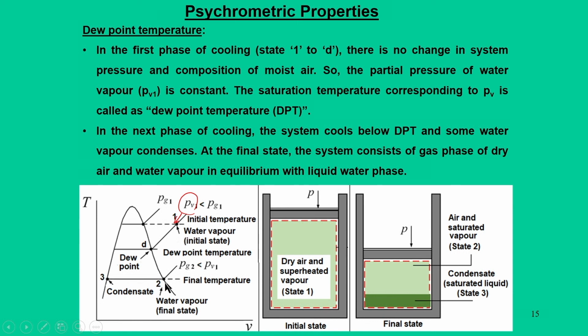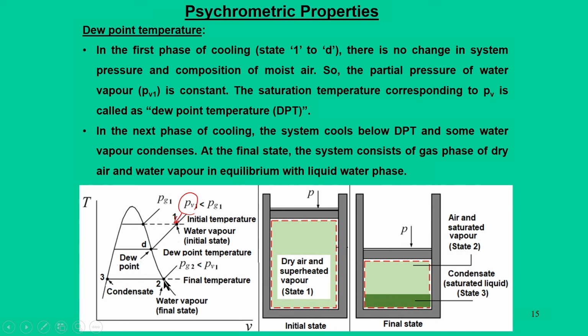Subsequently, when you reach point 2, it will have another pressure, and that is this Pg2, and this Pg2 is also less than Pv1. So, in this process we are landed with 3 pressures. One is the actual vapor pressure which is present in this mixture. The others are the saturated values of gas phase pressure at the initial temperature and final temperature. So, it is Pg1 for the initial state and Pg2 for the final state.